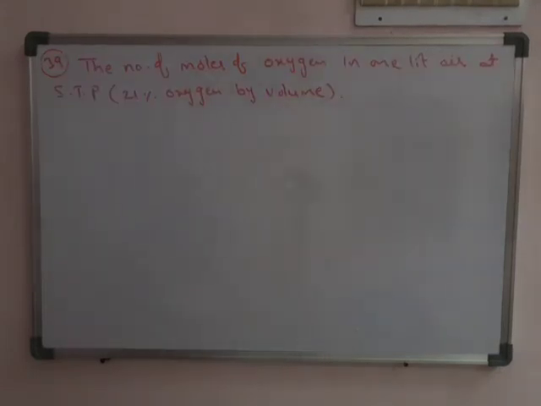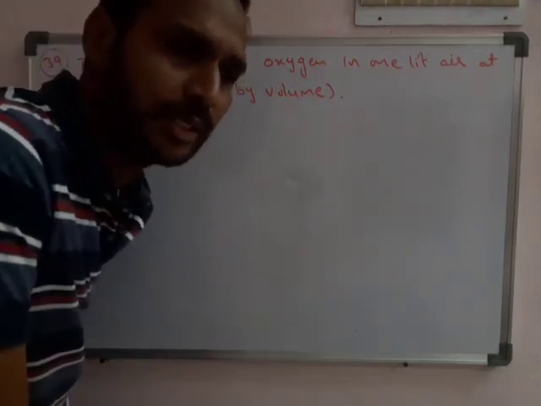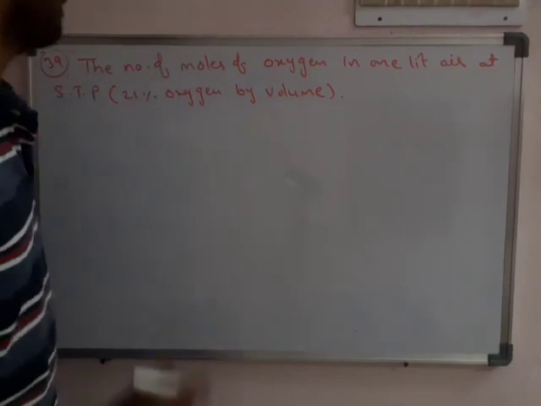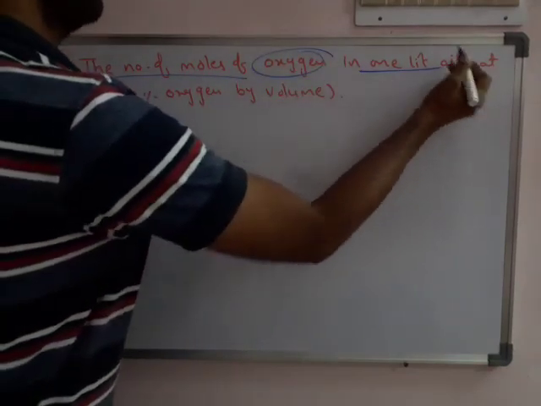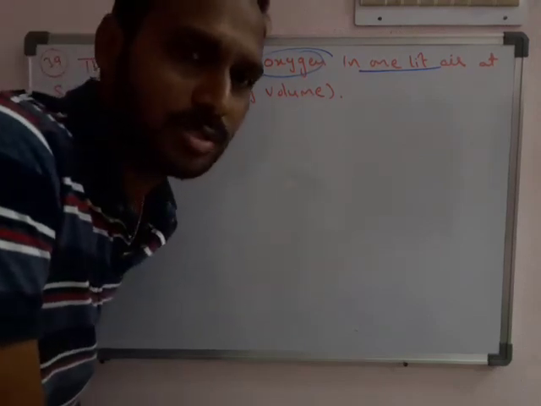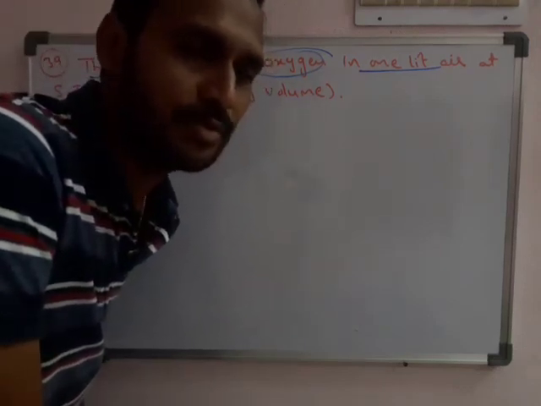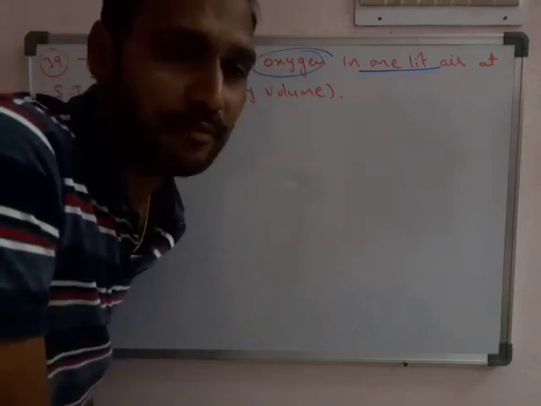Okay, see. Here the problem is about air. It is very important, it comes in many problems. The number of moles of oxygen in 1 liter of air. So in 1 liter of air, how much oxygen is present? We have to represent it in terms of moles. What type of air, that is also important.